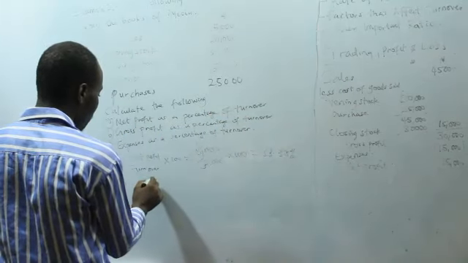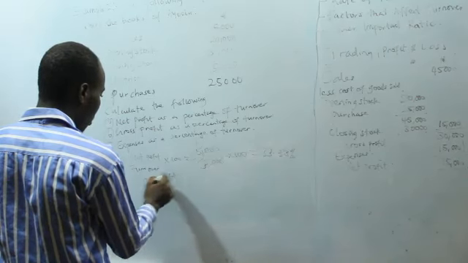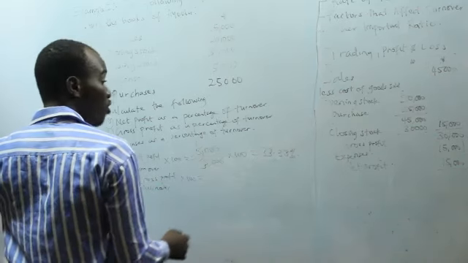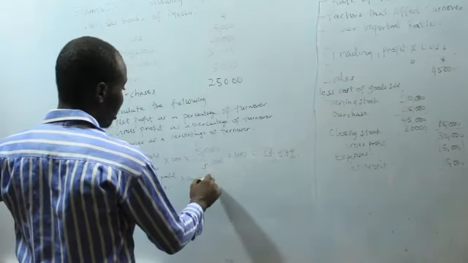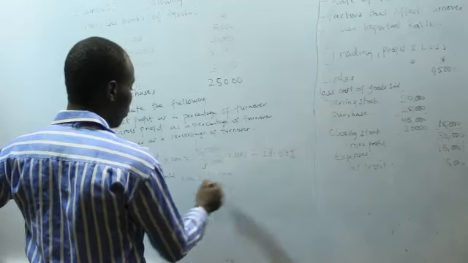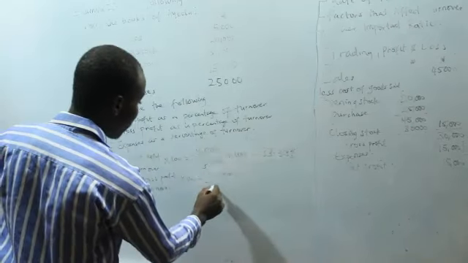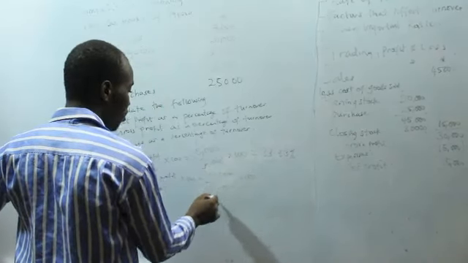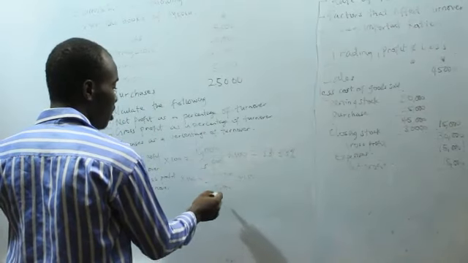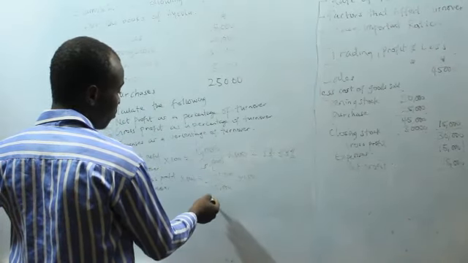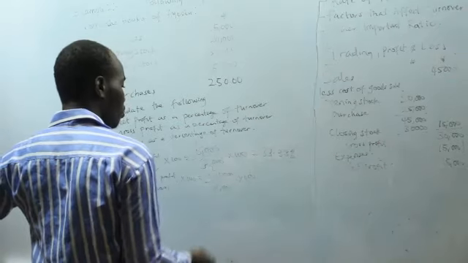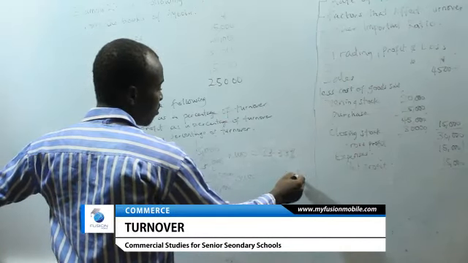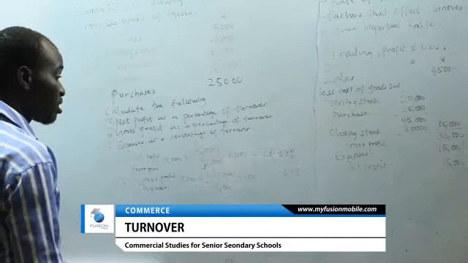Now B, we have gross profit as a percentage of turnover. So we are going to have the gross profit over turnover times 100. Our gross profit is 30,000 naira over turnover, which is sales, 45,000 naira, times 100. That simplifies to 2/3 times 100, which gives us 66.67%.